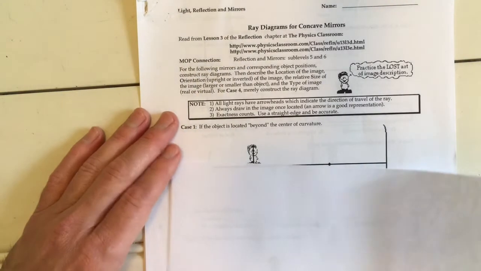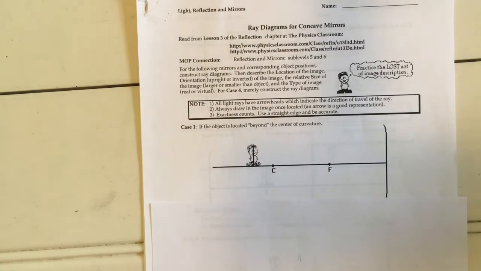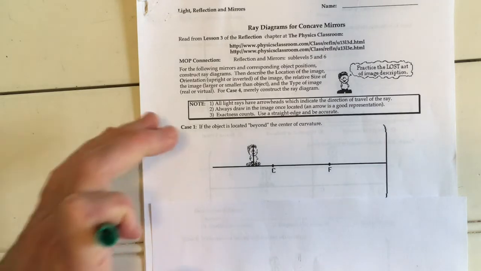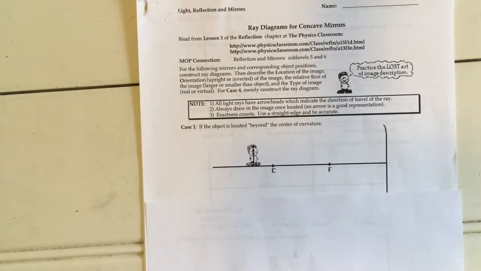All right, so the first one, I'm going to go ahead and grab some different color markers, and I find that helps students to see what's happening. So I'll start with green first for rule 1, and I'm going to get a straight edge.